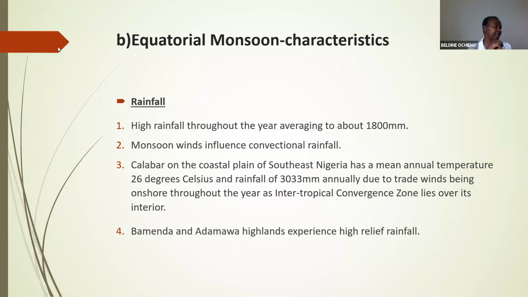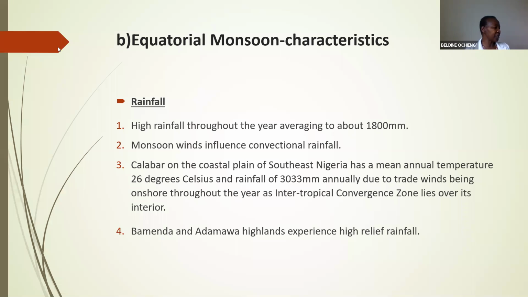Equatorial monsoon, yes, the characteristics we've been given, but we've been given a particular place, Calabar, in southeast Nigeria, where the temperatures are 26 and rainfall is quite high, and they are giving us an indication that it is because of the trade winds blowing in the region. Then we have Bameda, Adamawa Highlands experiencing high relief rainfall, where we have the highlands.